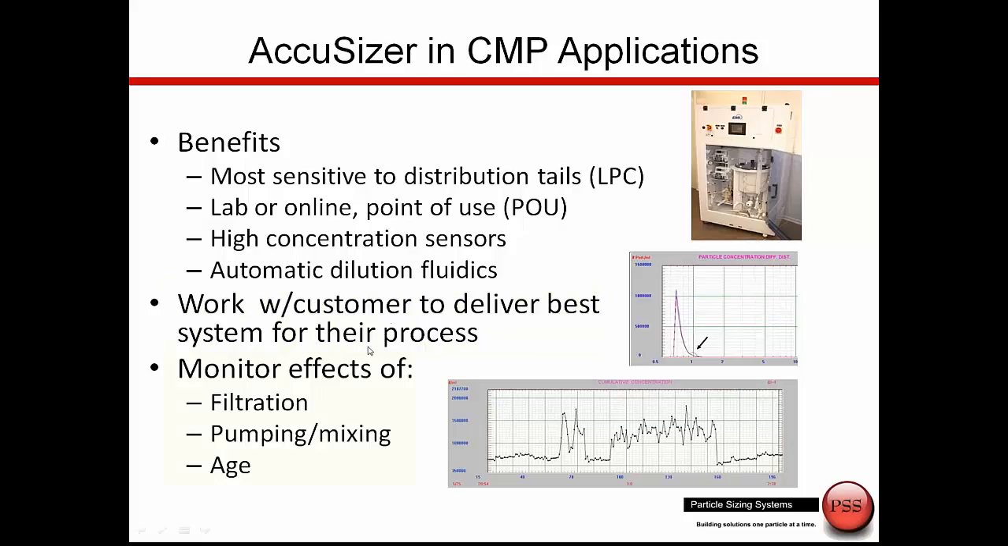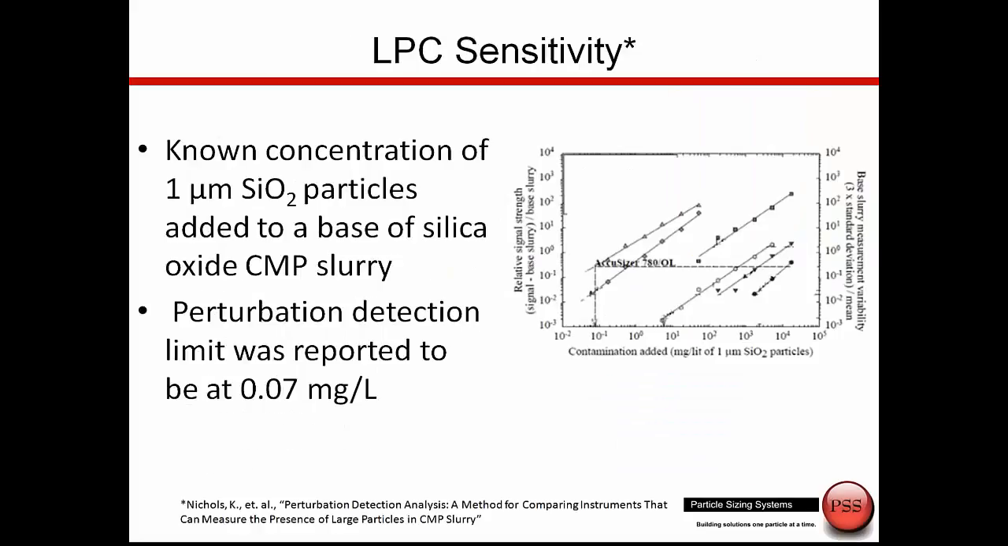And what we're going to do is monitor things like filtration, pumping, the mixing, or what happens with the aging of the CMP slurry. This is just a little image of us catching a few large particles here. This is looking at particle size as a function of time. And this is the kind of thing we do. We have to figure out where's the best place to integrate the measurement into the system, which is the best fluidics, dilution, no dilution, and what is the best sensor. And what we'll start doing now is looking at some data generated looking at some CMP slurries.